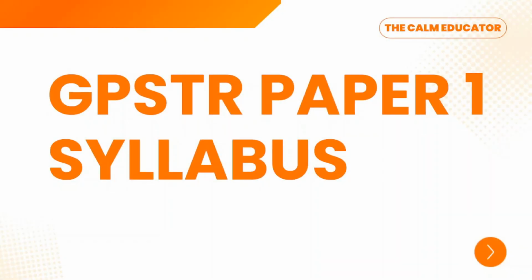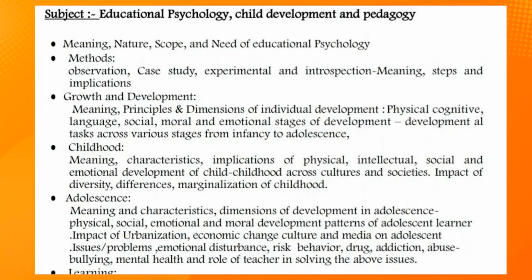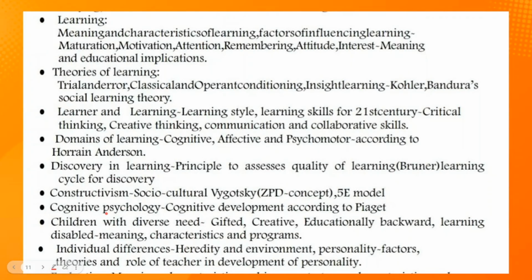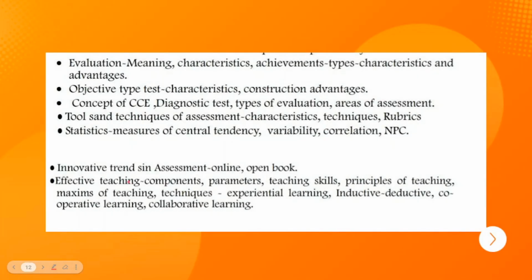Let's move on to the syllabus of GPSTR Paper 1. This is the syllabus of Educational Psychology, Child Development and Pedagogy. Here, growth and development, childhood, adolescence and theories of learning, learner and learning style, then constructivism, evaluation, and the concept of CCE are the most important topics. You cannot ignore these and you can take a screenshot.